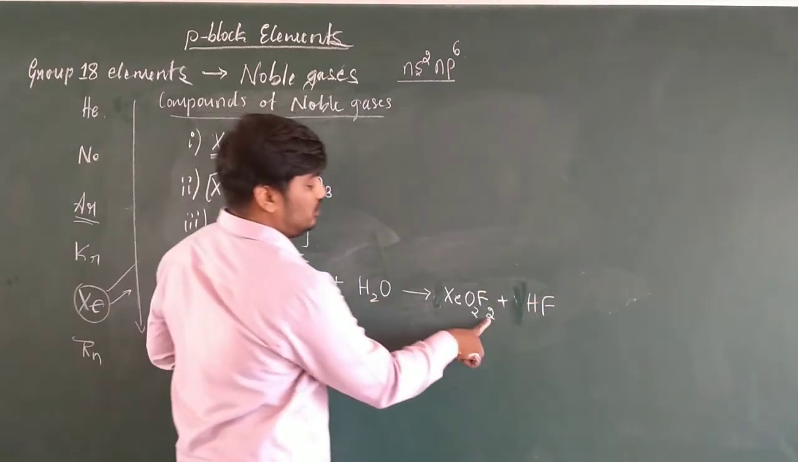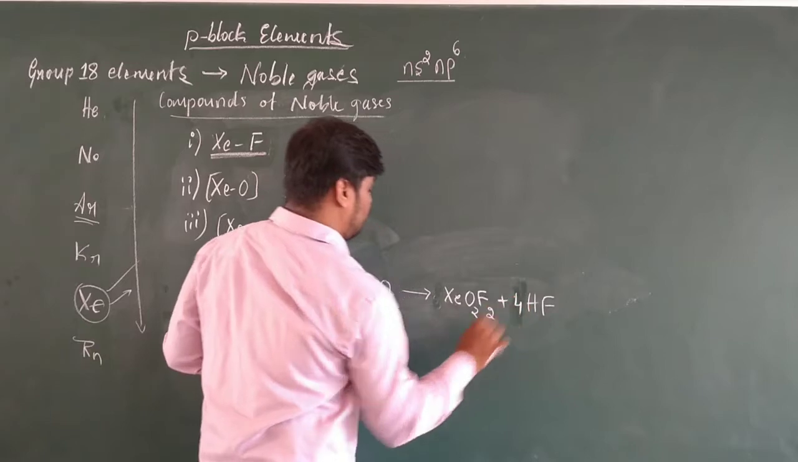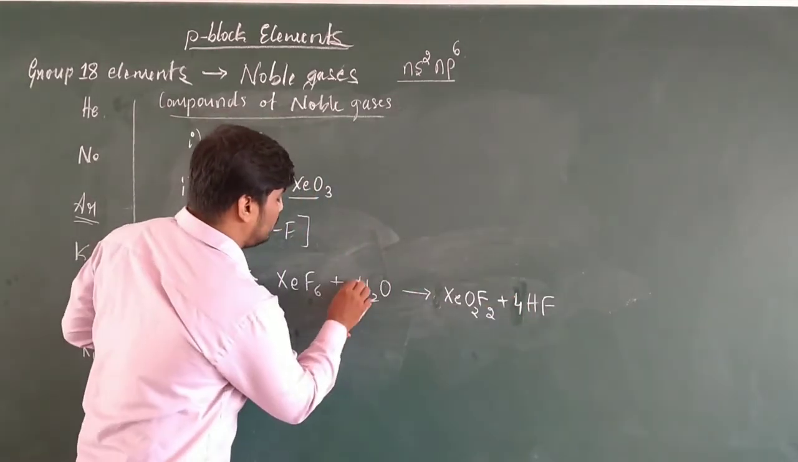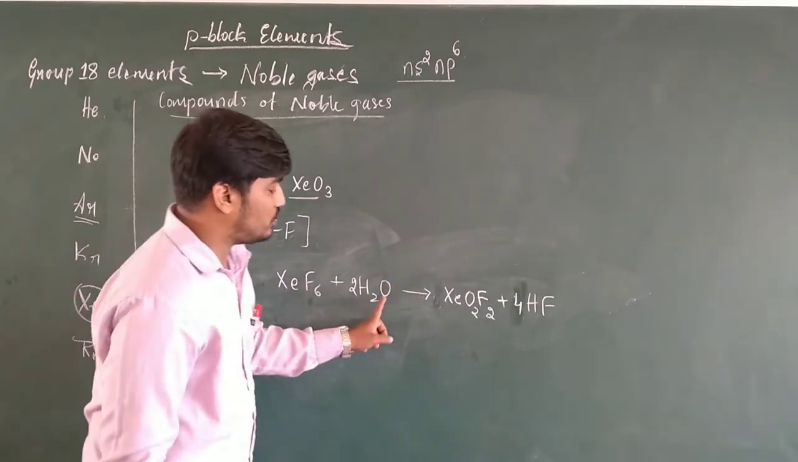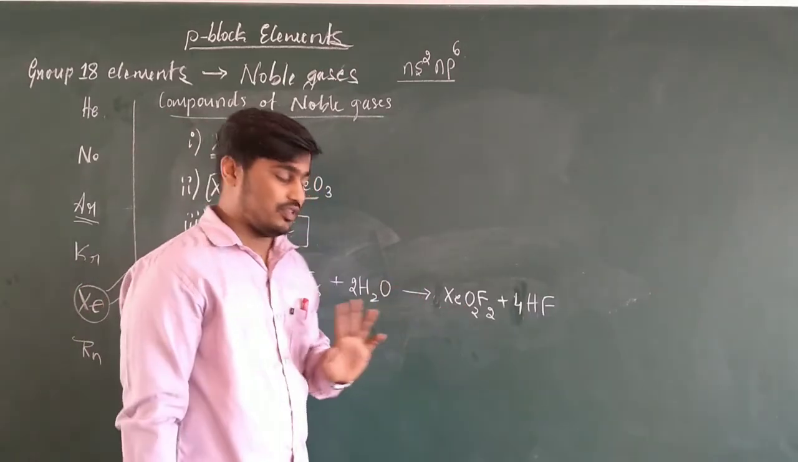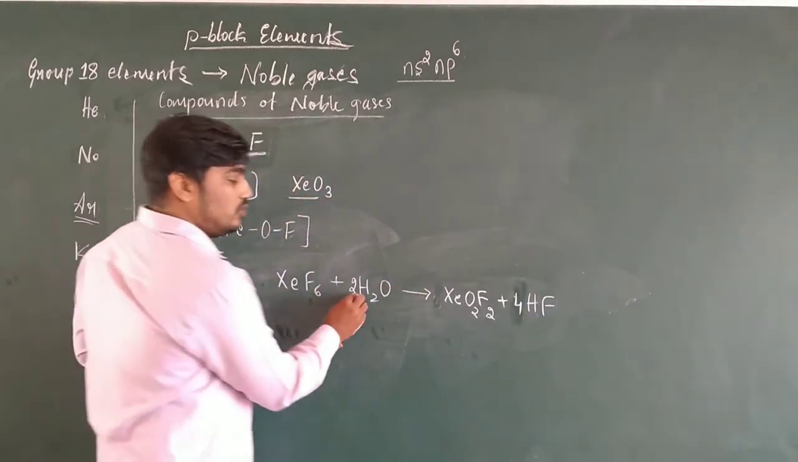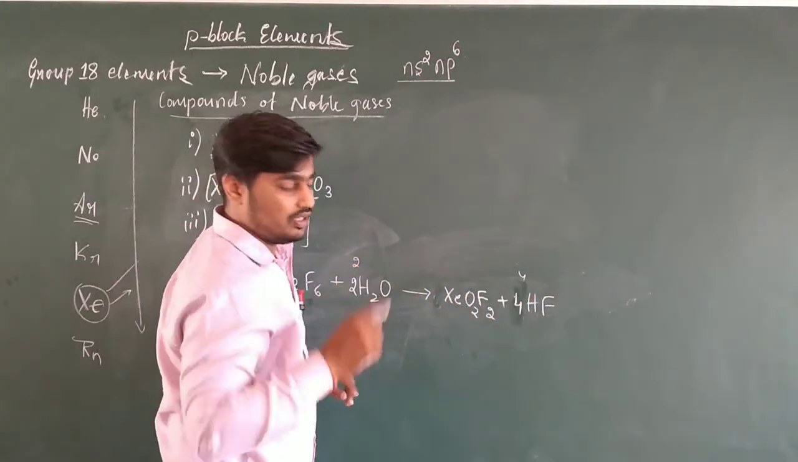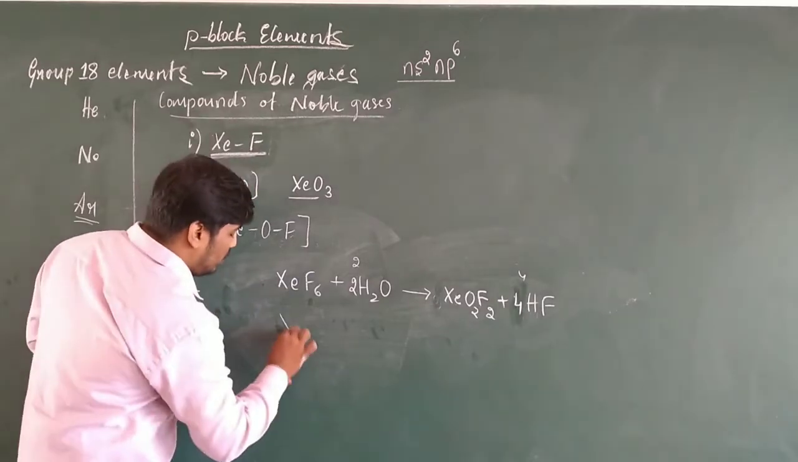6 fluorides, 2 plus 4. How many hydrogen? 4 hydrogen. Therefore, I multiply 2. 2 oxygen, 2 oxygen. Yes, balanced. Here also 2 water, 4 HF. Double the number of hydrogen fluoride.